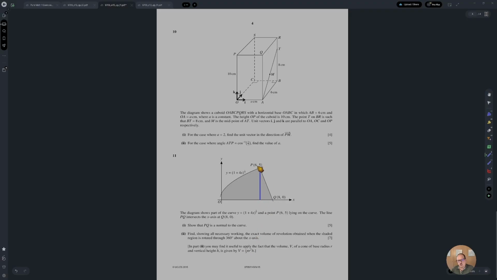What is going to be the radius? The radius is going to be this. And how big is this blue line? Well, you have it over there. It's 5 units long. And what is the height of the cone?